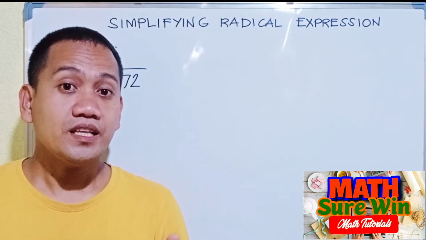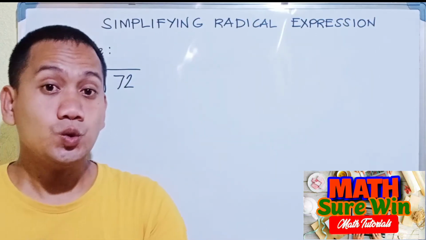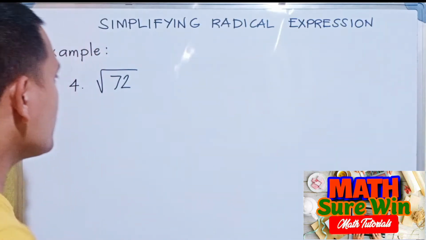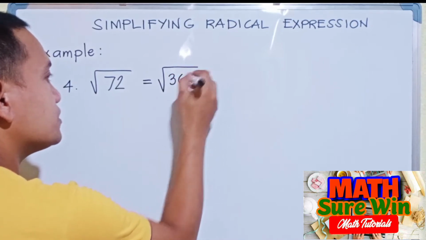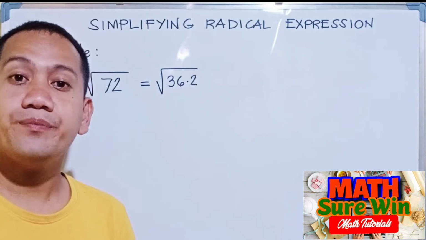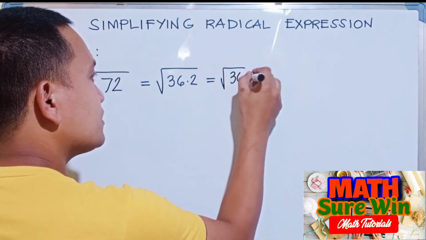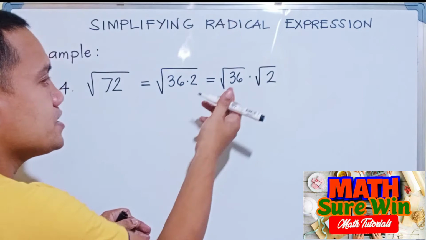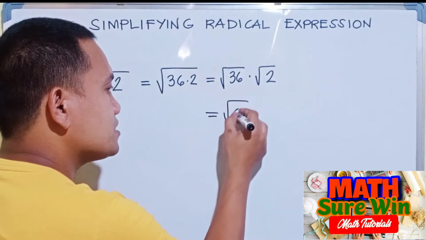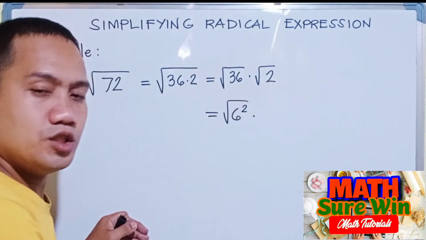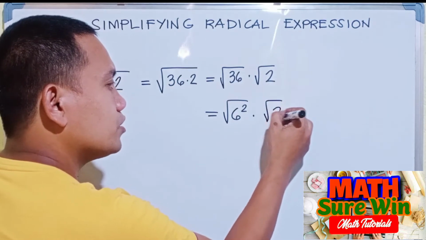In this case, 72 may have a factor of 36 and 2, because multiplying 36 and 2, the product would be 72. So we can have the possible factors of square root of 72 as square root of 36 times 2. So this is an example of the product rule of our radical. So we can have this as square root of 36 times square root of 2. Since 36 is a perfect square, we can write this in exponential form, and that is 6 squared. On the other hand, 2 is not a perfect square and it is already in simplified form, so we will simply copy square root of 2.